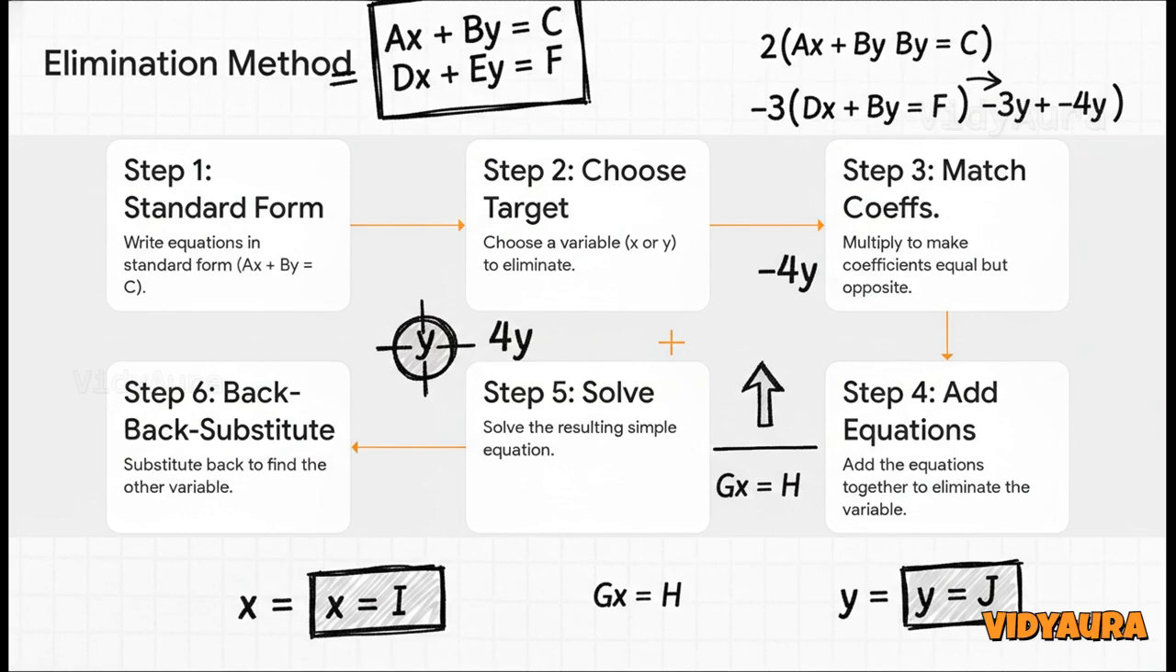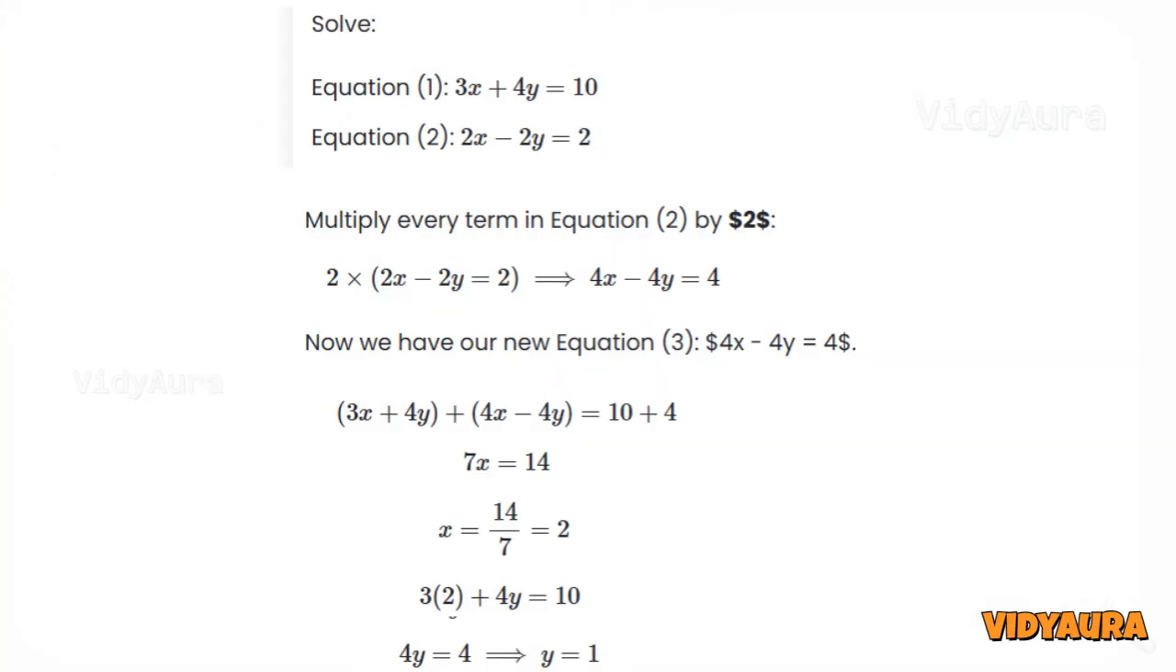Third, and this is the most important part, you multiply one or both of the equations by whatever you need to so the coefficients of your target are opposites, like a positive 4y and a negative 4y. After that, you just add them up, solve what's left, and plug it back in to find the other variable. Let's see it in action.